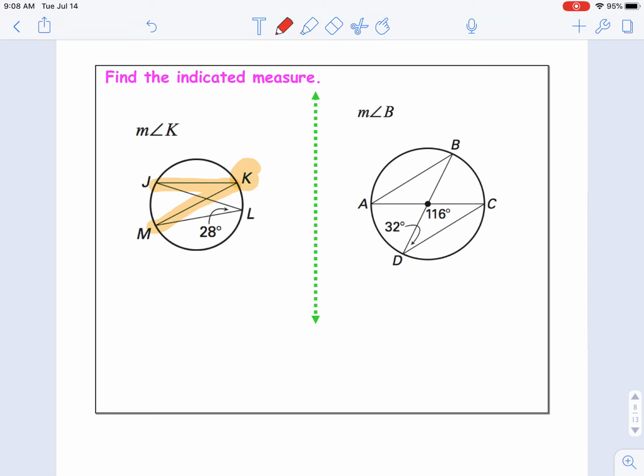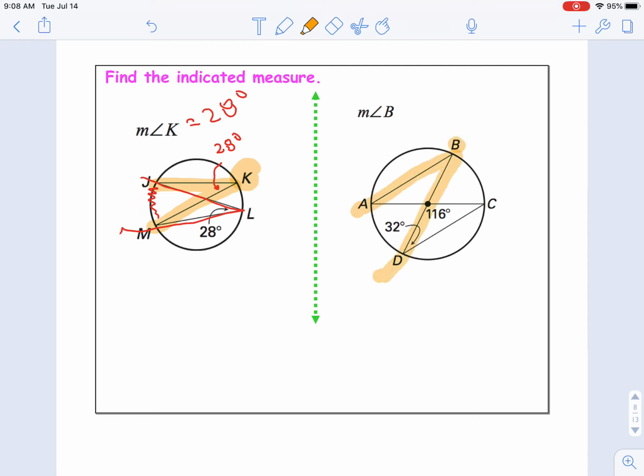Find angle K. So we want to find this angle K right here. Well, this angle K is intercepting this arc. Angle L is intercepting the same arc. So if we know that angle L is 28 degrees, then angle K will also be 28 degrees.